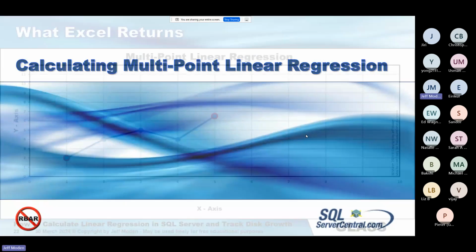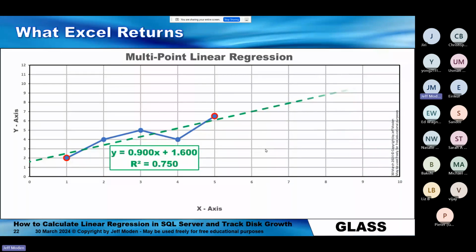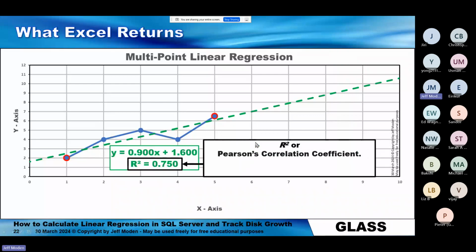Alrighty, multi-point regressions. Again, this is what Excel returns for the line. Your colors will vary. I tried to make it a lot different. And we notice the Pearson's correlation coefficient has changed here a little bit. It's no longer a 1. It'll get closer to 1 when the points are closer to the line.